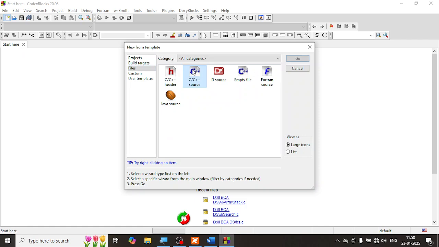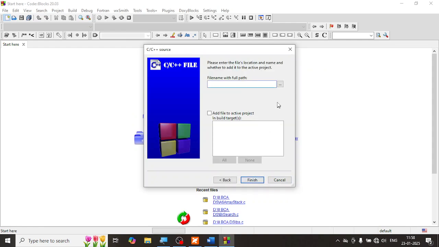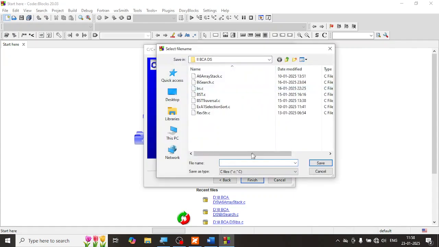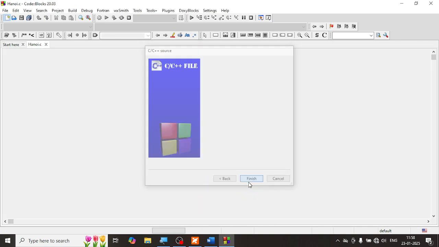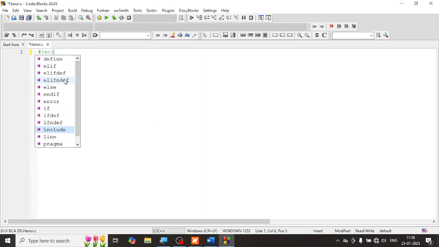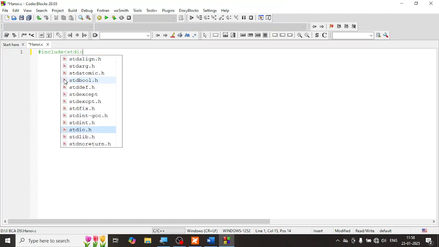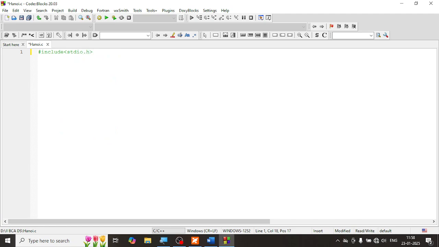Then I'm going to select C/C++ source. Click Go, click Next, and I will select C as my language because I'm going to type it in C. Go to the location where you want to save the file and give the name. I'm going to give the name as Hanoi. You can give any name. Let me click on Save and finish it up. As usual, I'm going to use #include <stdio.h> because I need some input output operations.